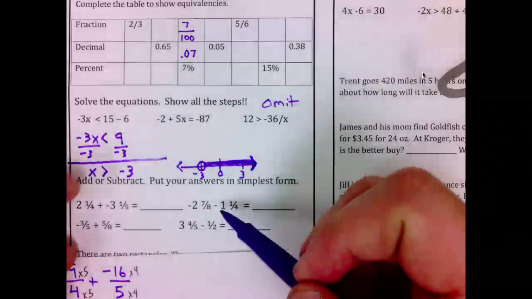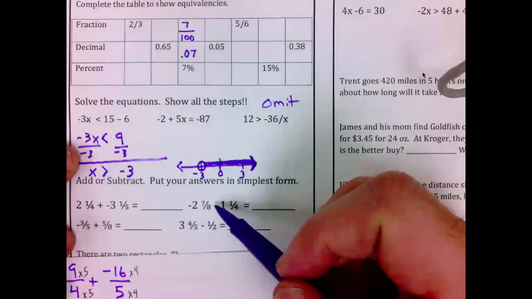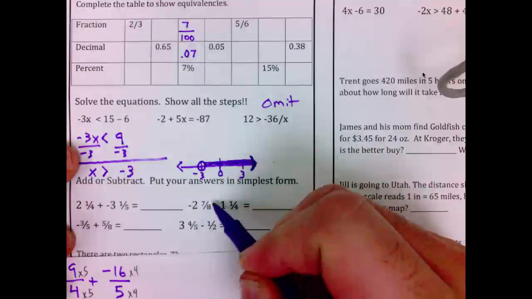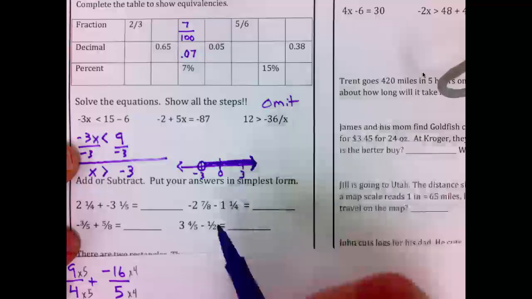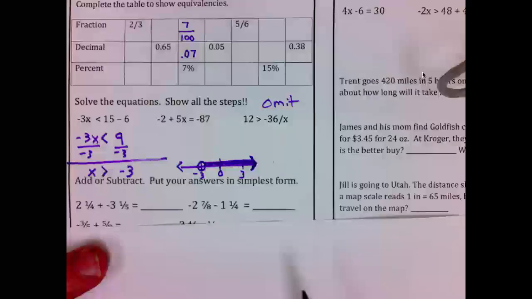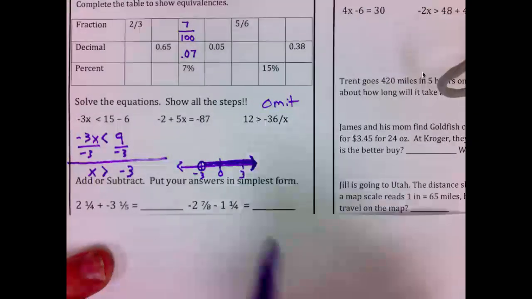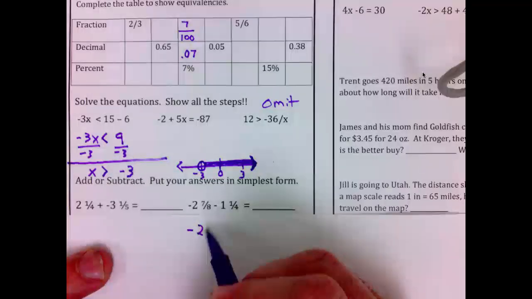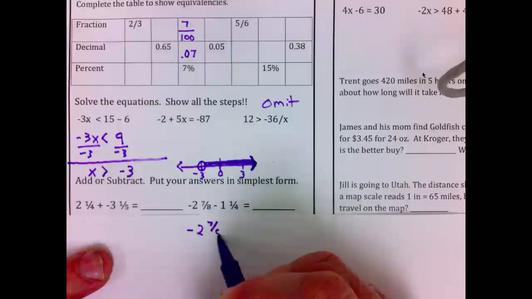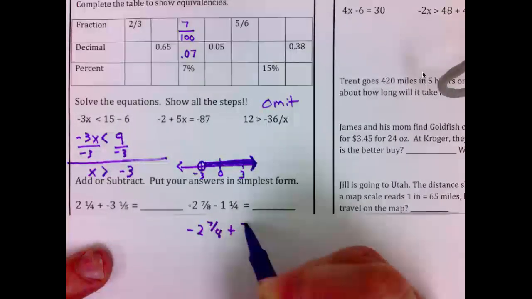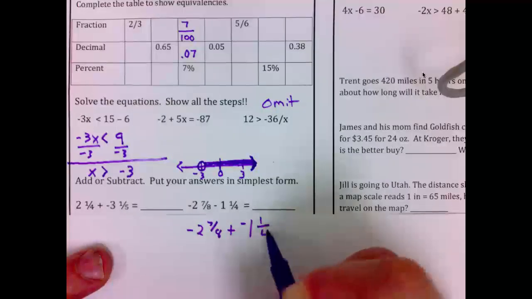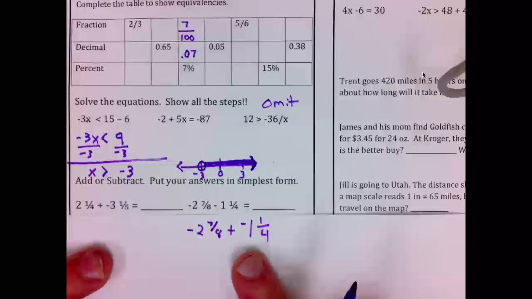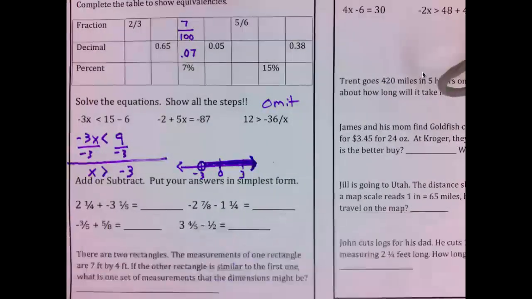Remember, when we have a subtraction, we will keep, change. So to say, 2 7/8 minus 1 1/4 is the same as negative 2 7/8 plus a negative 1 1/4. Make that change first. Right, you should be able to handle the rest of these problems.